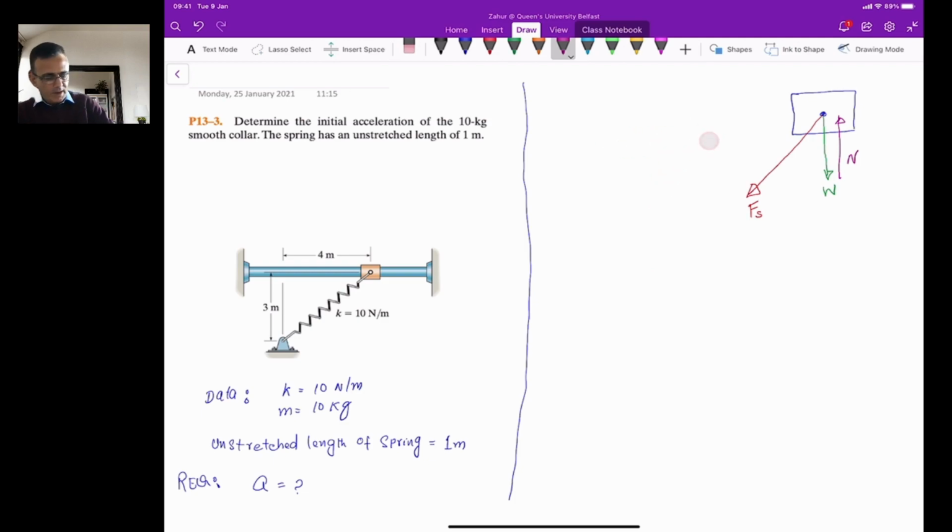The mass is given, which is 10 kg. Now we also need to draw the coordinate system. So we can say that this is our x-axis and this is our y-axis here. In this case, the acceleration we will always assume in the positive x direction. So a will be in this direction here. This is our ax.